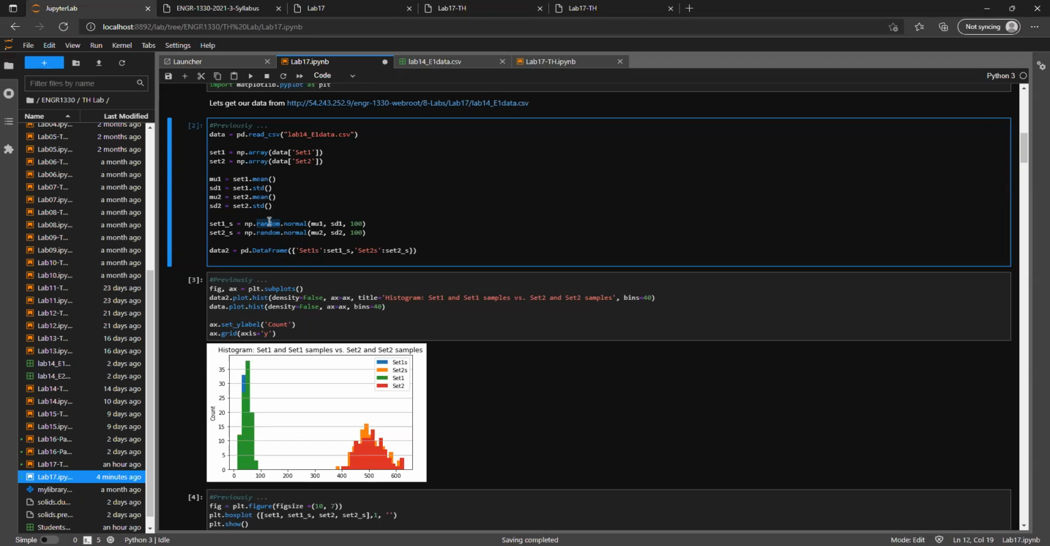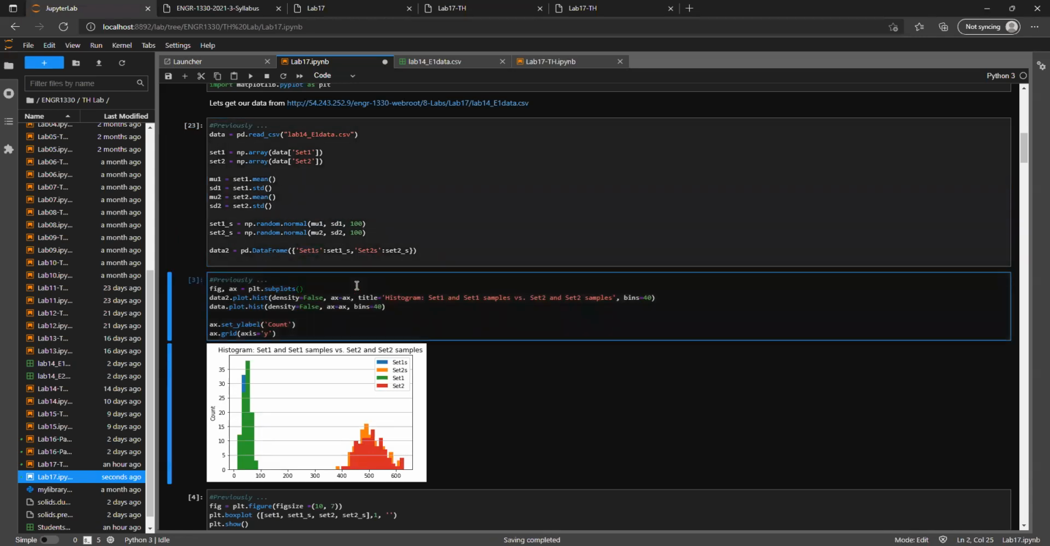of 10, 100 times. Here, we're doing random sampling from our normal distribution with mean of mu, standard deviation of sigma, and we're going to do this sampling 100 times. So we're going to do that for set 1, and we're going to do that for set 2. And then we're going to put that into a data frame, with the first column being the sampling we just did here, and the second column being the sampling we just did here. All right. Now we're going to plot everything we just did.